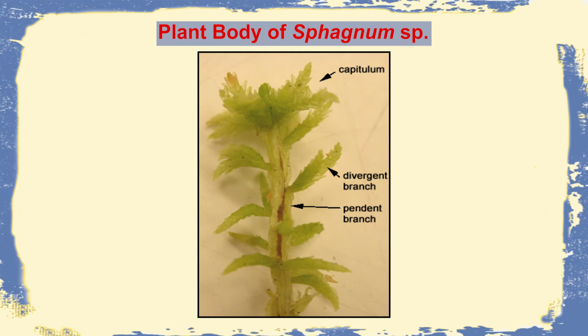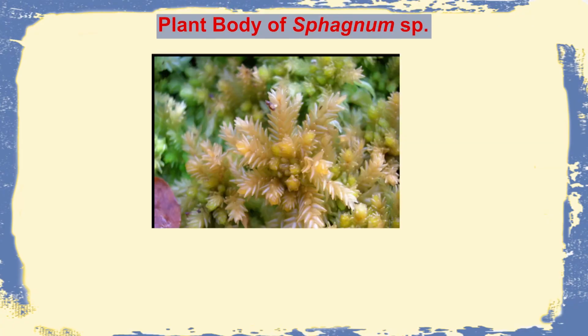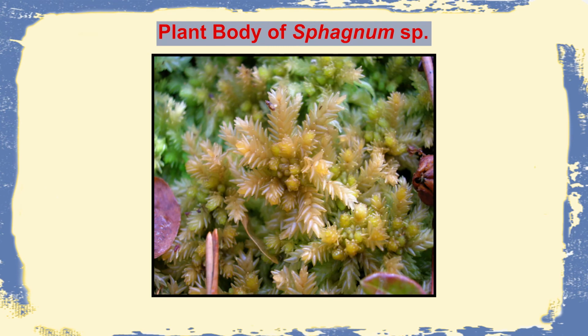The pendant branches usually lie down or are arranged around the axis of the stem and they are protruding downwards. The divergent branches are usually present at 90° from the branch, and there is also the capitulum from where all these branches usually arise. The plant body of Sphagnum, as I have already said, can range from pale green to golden green, and at times the gametophyte can be tinged with pink or brownish coloration.